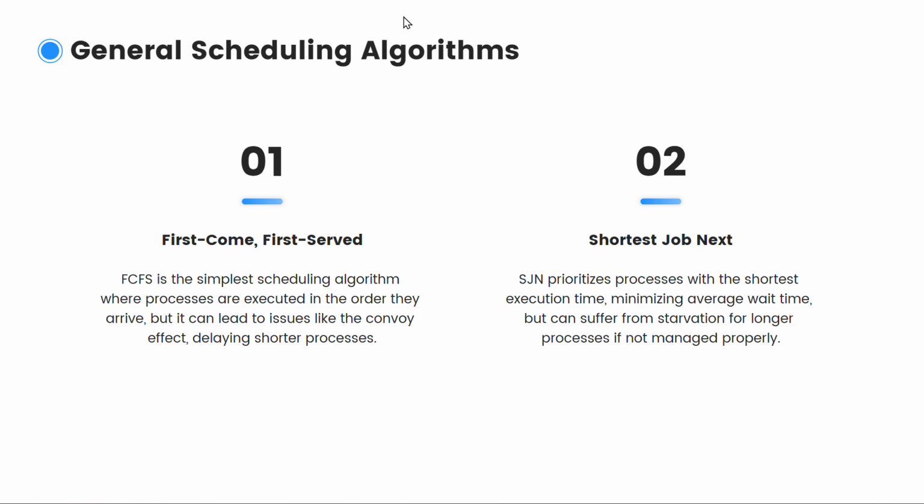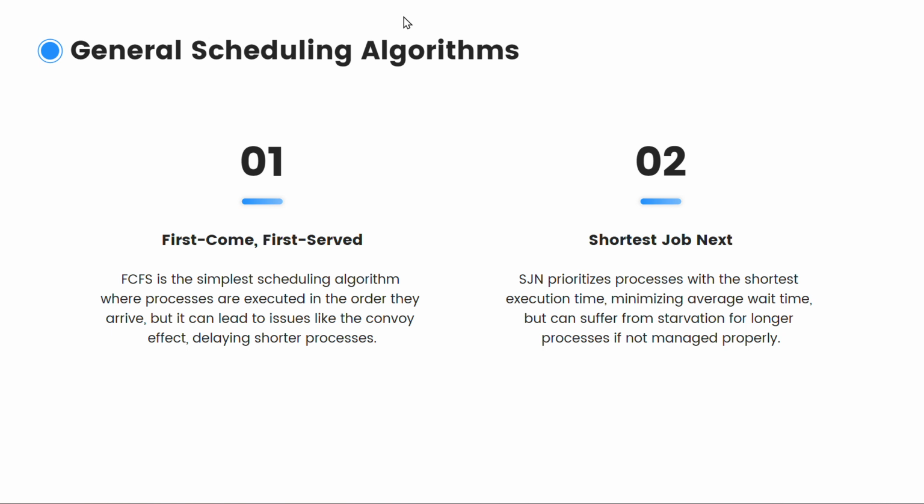Let's dive into shortest job next. Shortest job next prioritizes processes with the shortest execution time, minimizing average wait time, but can suffer from starvation for longer processes if not managed properly. SJF, that is shortest job first, is a CPU scheduling algorithm where the process with the shortest burst time is executed first. It is also known as shortest job next, SJN.